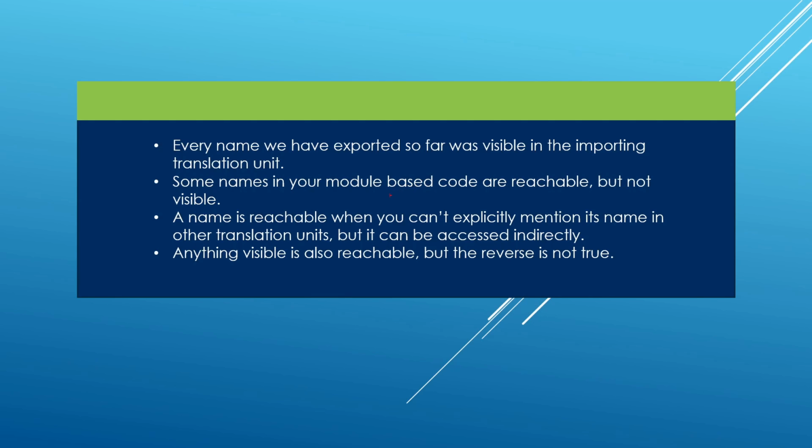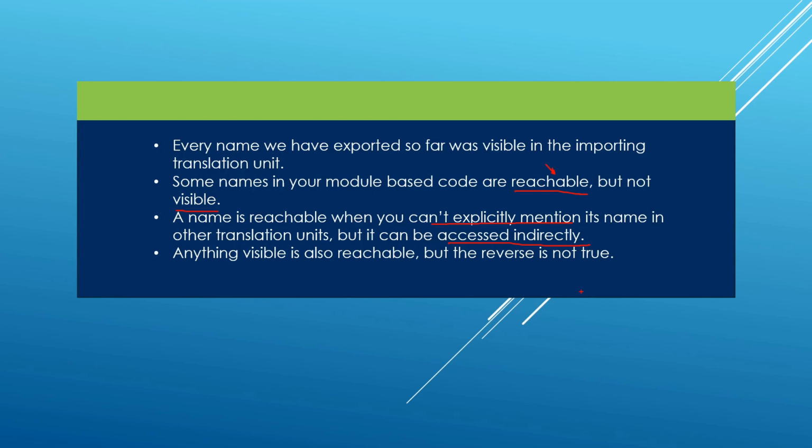Some names in your module-based code are reachable. Okay, so this is a new word, reachable, but not visible. But what does this mean? A name is reachable when you can't explicitly mention its name in another translation unit, but it can be accessed indirectly. But how do you access something indirectly? We're going to see an example in a minute, but keep this in mind. Anything visible is reachable, because you can really use it. But the reverse is not true. You may have something that is reachable, but not visible.